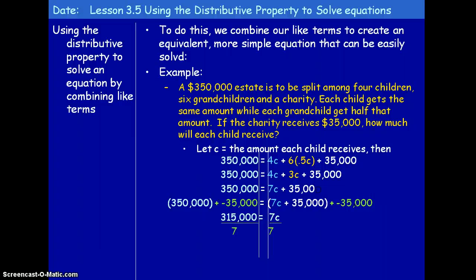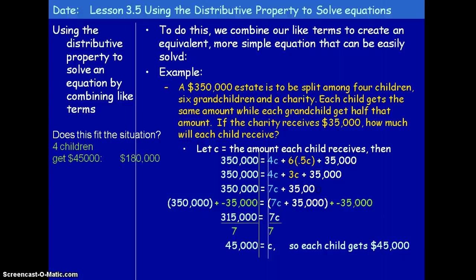Our last step is to divide by the coefficient, finding out that 45,000 is equal to c, so each child gets 45,000. When we check this, we want to make sure it fits with the original situation. So does it fit the situation? 4 children get $45,000 apiece. That gives a total of $180,000.